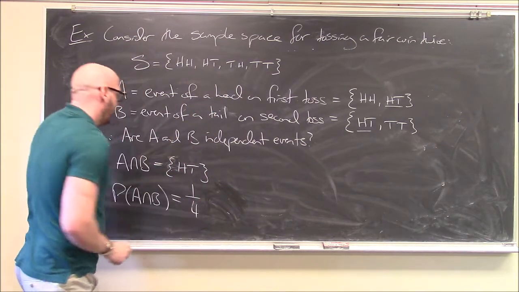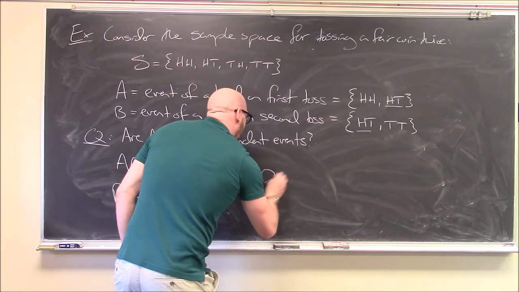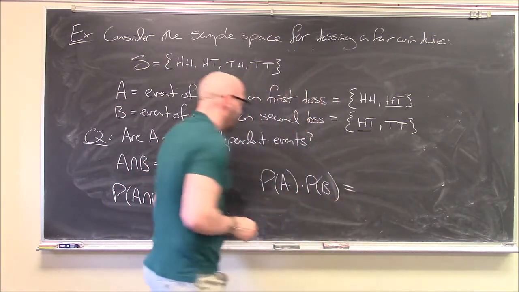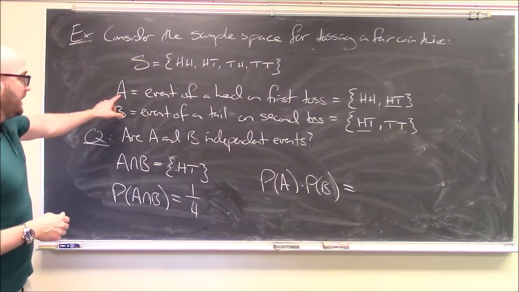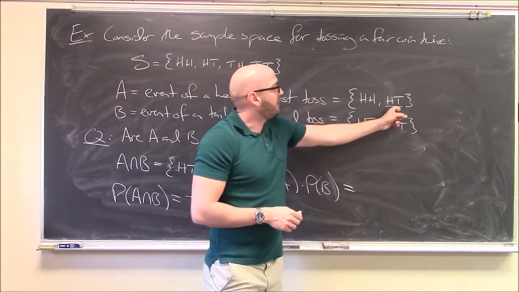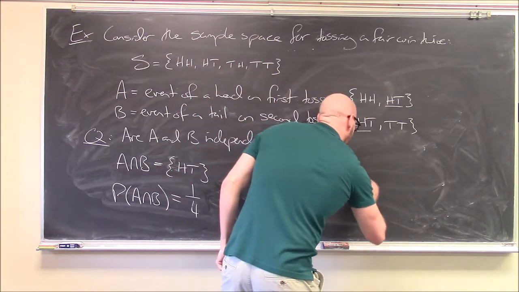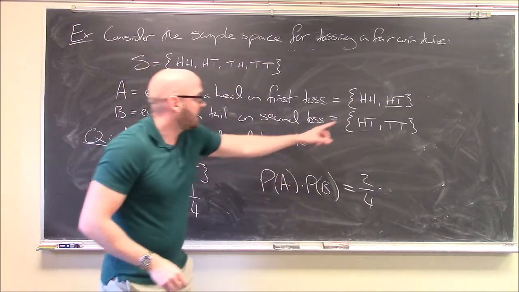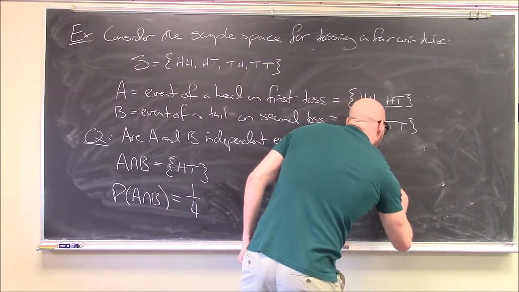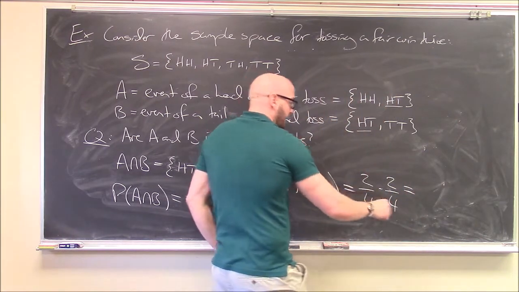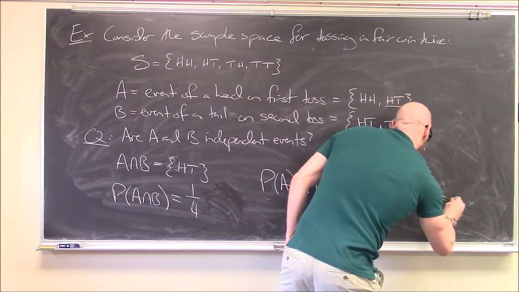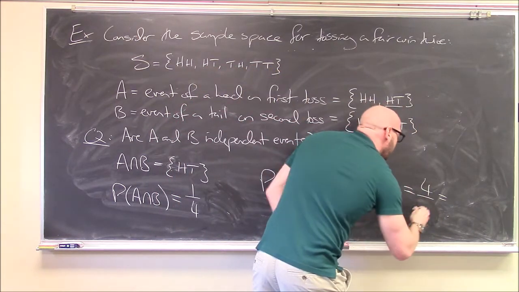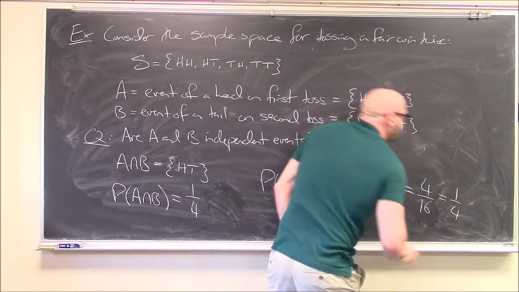Let's also compute probability of A times probability of B. What's the probability of A? Probability of A is 2 elements over 4 elements, so 2 over 4, or 1/2. And probability of B is again 2 over 4, or 1/2. Multiply them together, I have, oops, not 4/8. 4 times 4 is 16. 4/16, which is 1/4.